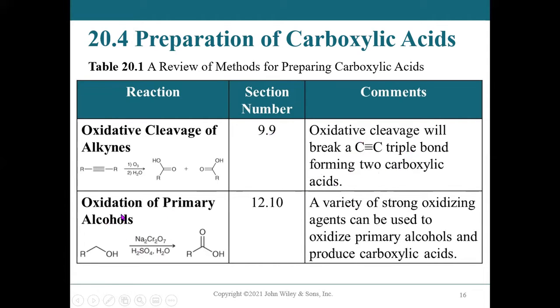The second one is oxidation of primary alcohols. We covered that in chapter 12, section 10. A variety of strong oxidizing agents can be used to oxidize primary alcohols and produce a carboxylic acid. Here's the structure of a primary alcohol. For example, we can use sodium dichromate in the presence of sulfuric acid to oxidize this alcohol to the carboxylic acid.